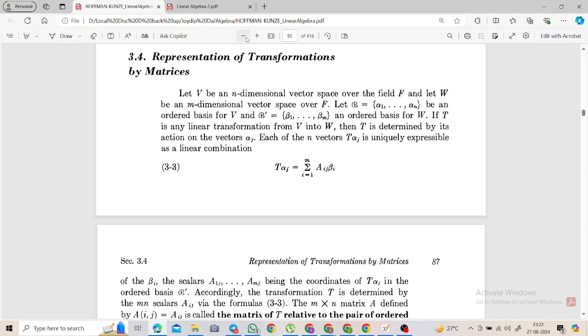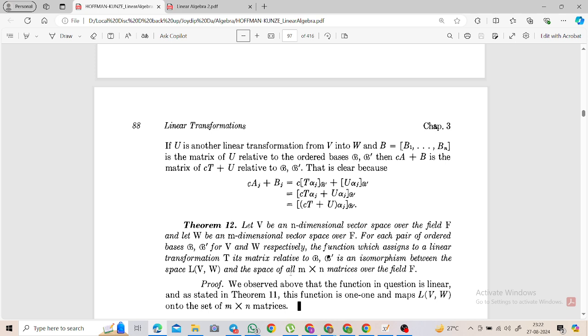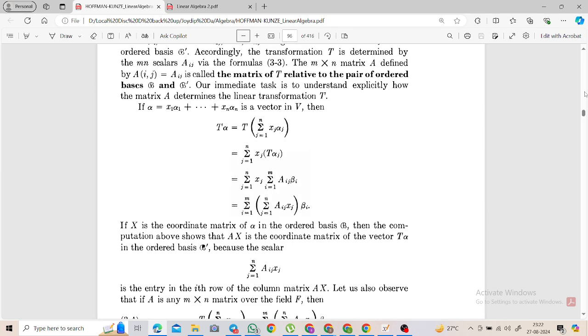I think all of you have the book or the PDF, right? So you have 5 to 7 minutes. This is this page, and come to this theorem 12.